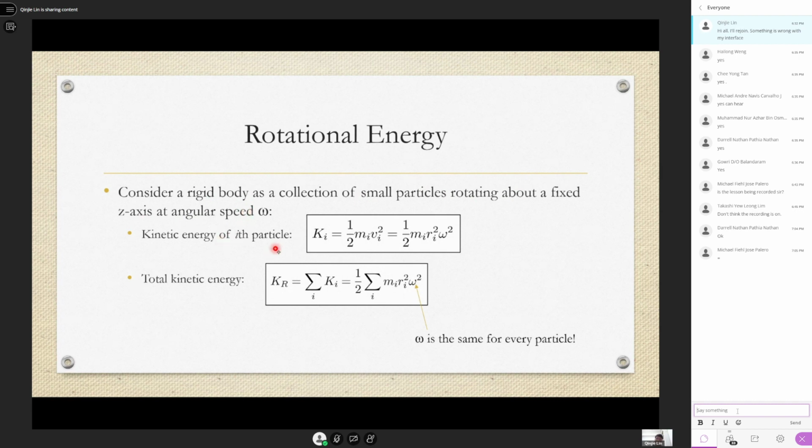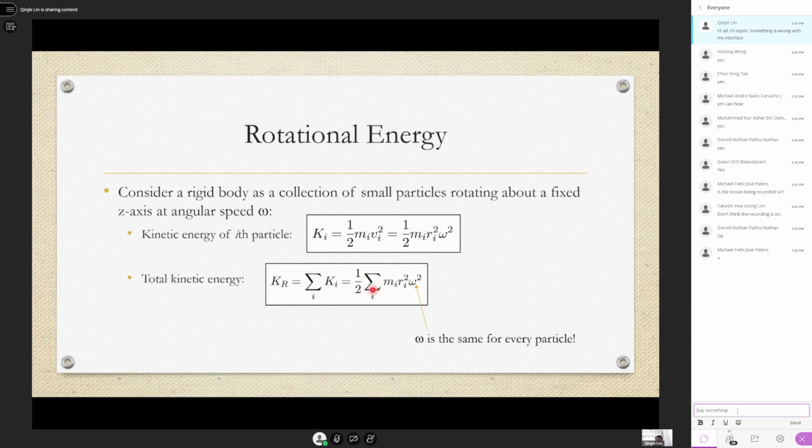The kinetic energy of any particle will be given by half mv squared. This one we already know. From here, this v, change it to r omega because we are rotating. So this linear velocity we can change to r omega. The total kinetic energy is just the summation of all the particles.